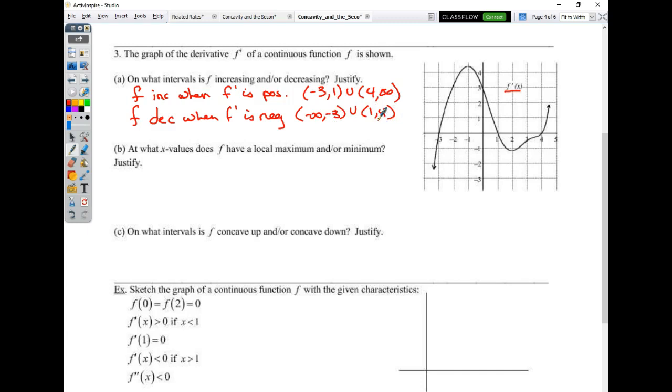Oh well. So now let's take a look at B. At what x values of f does f have a local maximum or a local minimum? Justify. I will give you a moment to pause the video to try this out. Write it down.